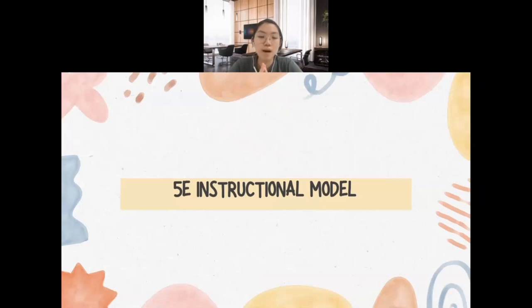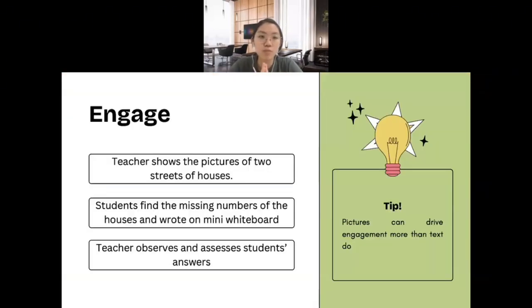Next, I will present about the Engage and Explore phase in 5E instructional model. The first phase of the instructional model, which is Engage. Teachers show the pictures of 2 streets of houses to the students, and students find the missing number of the houses and write on their mini whiteboard. Teacher will observe and assess students' answers. The pictures used here can drive engagement more than text do.